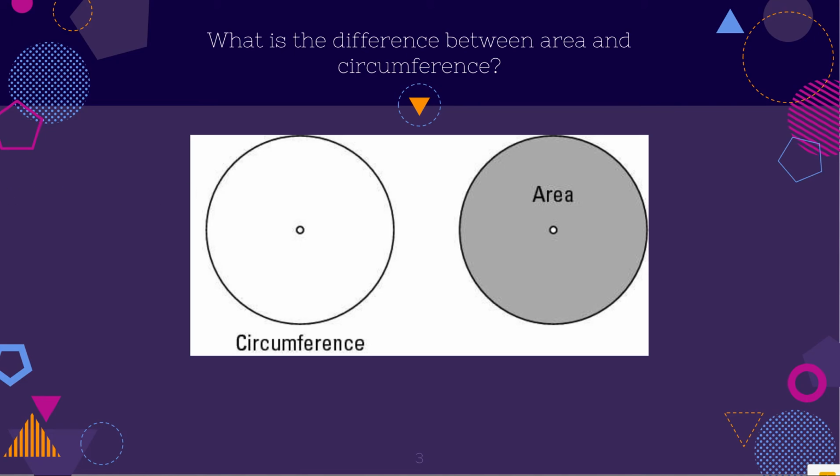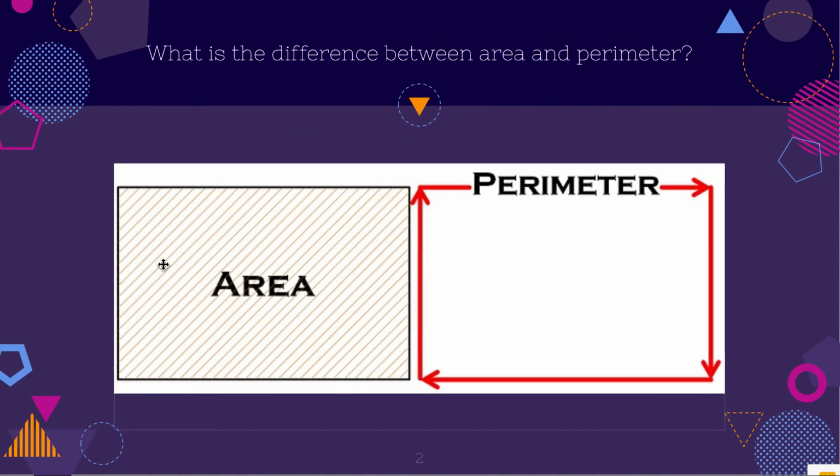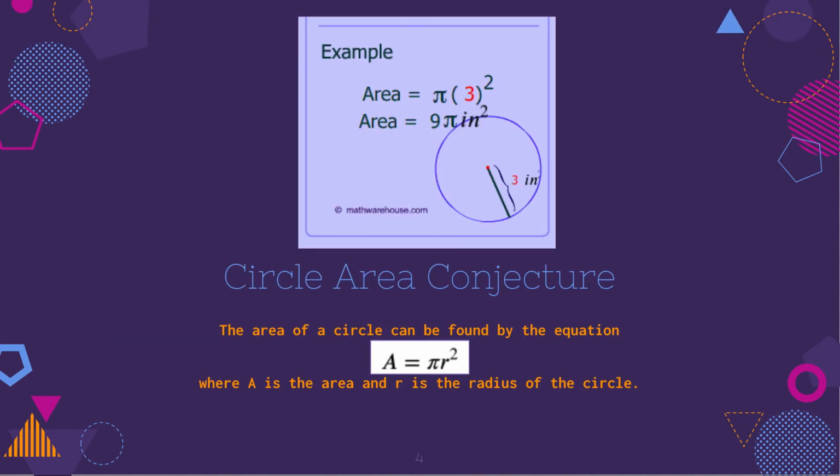So now that we know those two basic concepts, we're going to move into really covering just area today, talking about how to calculate the amount of space taken up by a shape. We're going to move into first area of circles. So the circle area conjecture, remember I told you you would be taking notes today, so take out a piece of paper. The area of a circle can be found using the equation A equals pi r squared, where A is the area and r is the radius of the circle.